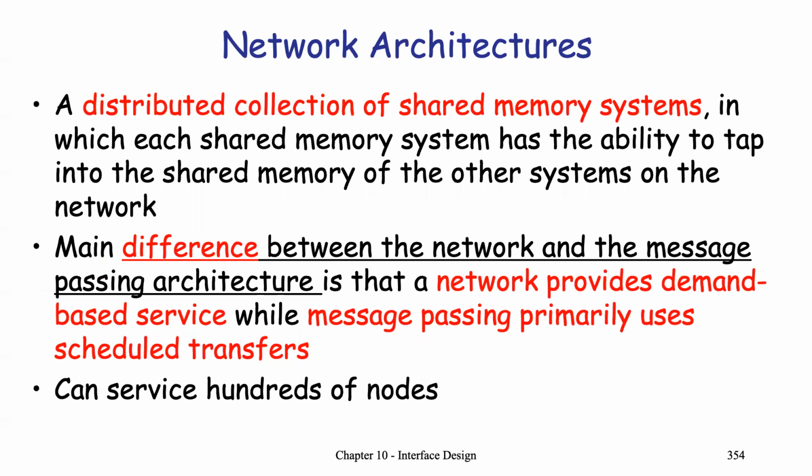For network architecture, it's a distributed collection of shared memory systems in which each shared memory system has the ability to tap into the shared memory of the other systems on the network. And that's what we would see in a network type of architecture. The main difference between the network and the message passing architecture is that the network provides demand-based service, while message passing primarily uses scheduled transfers, and it can service hundreds of nodes.